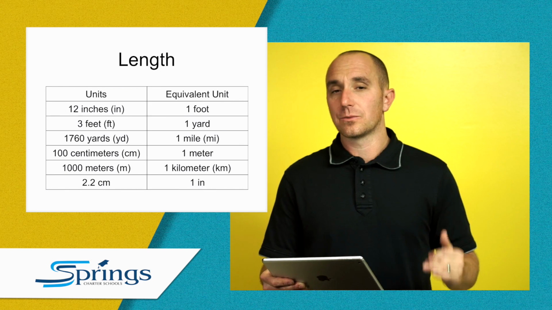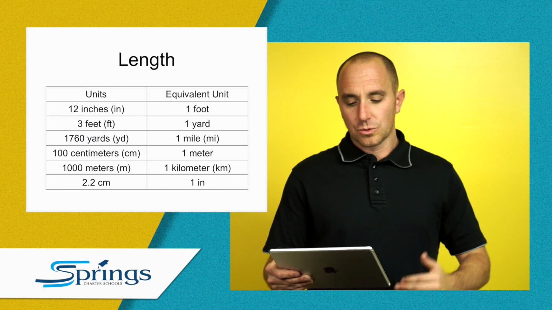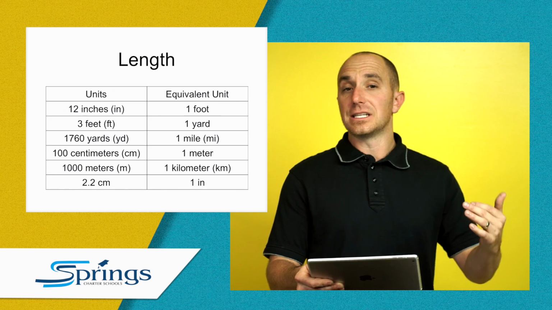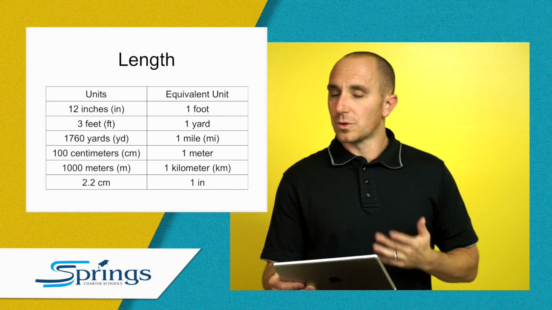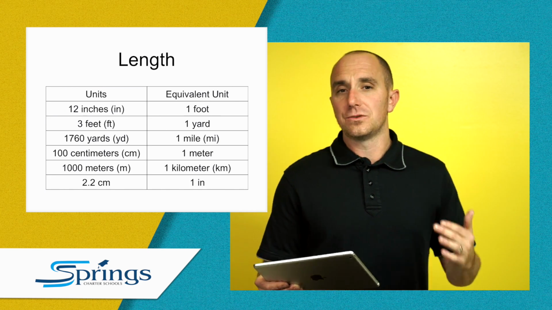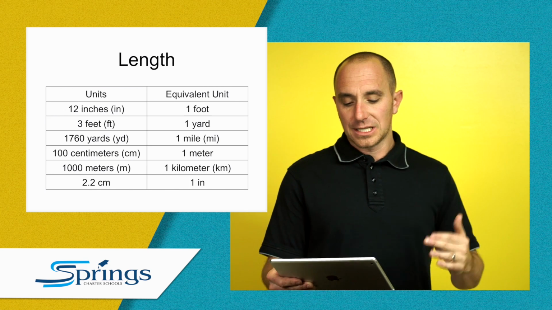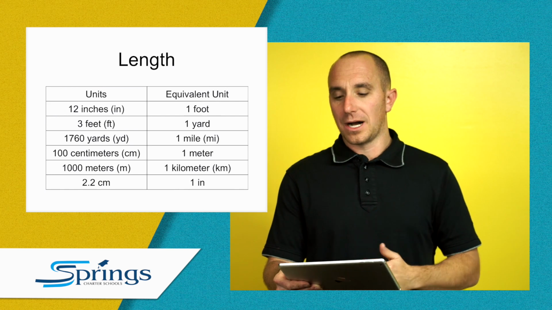So we have our units and we have our equivalent unit. We have 12 inches is equal to 1 foot. Then we have 3 feet is equal to 1 yard. Now this is where it gets a little bit tricky and it's not something that we use every day, so definitely write these down. We have 1,760 yards is equal to 1 mile.